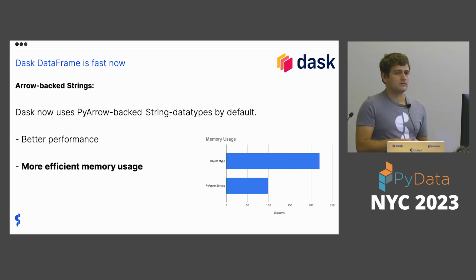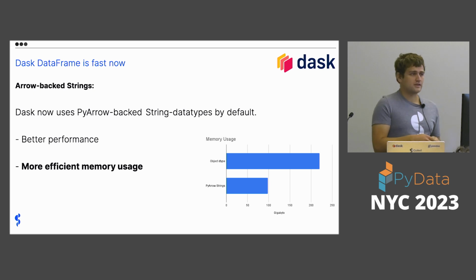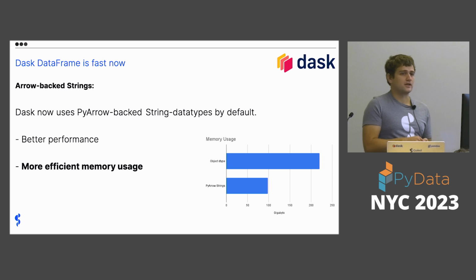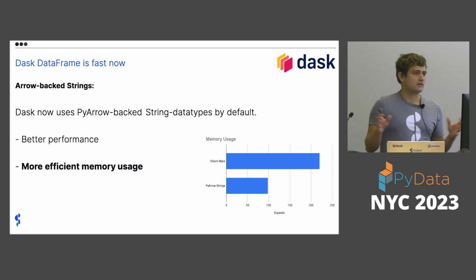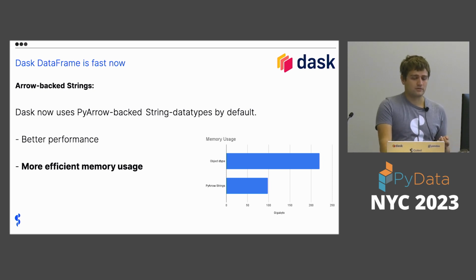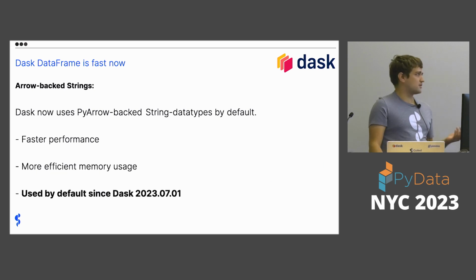We've seen memory usage on data sets with a couple of string columns reduced by 50 to 60%. If you have more string heavy data sets, then this decrease will be even heavier. We will see a demo in a few seconds of how this looks. As I said, it's used by default since July. So if you're on a newer Dask version, you will get this behavior by default.